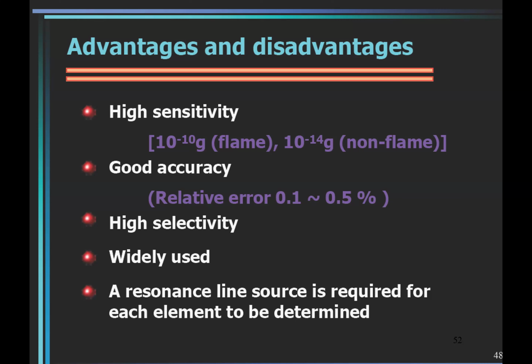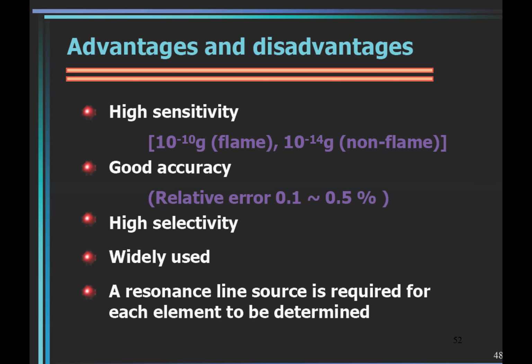Flame AA can be very precise as well, and it has very high selectivity. By selectivity, we mean you can determine the concentration of potassium, calcium, lead without any interferences. You have to do some optimization. So it is highly and widely used.